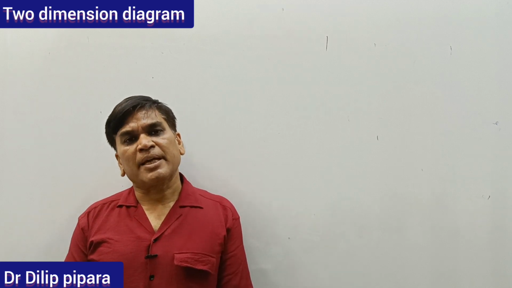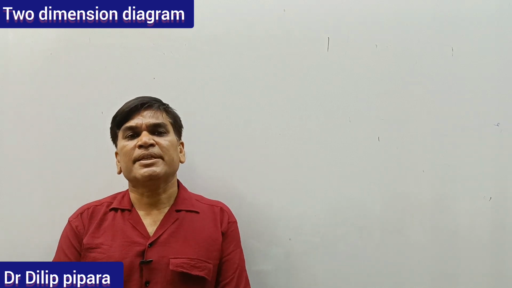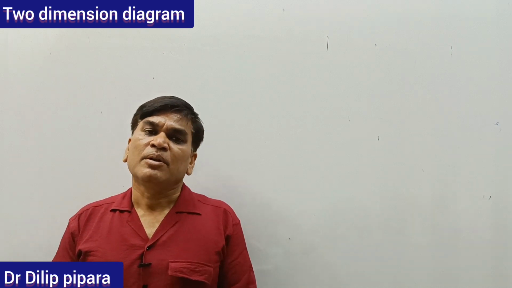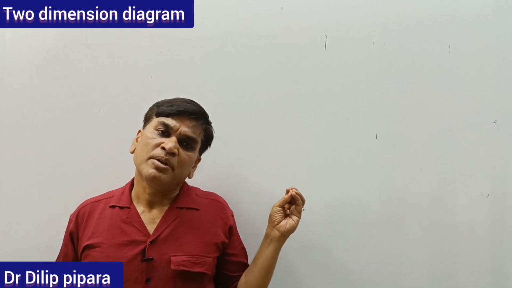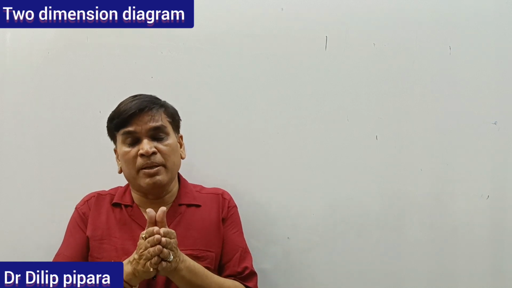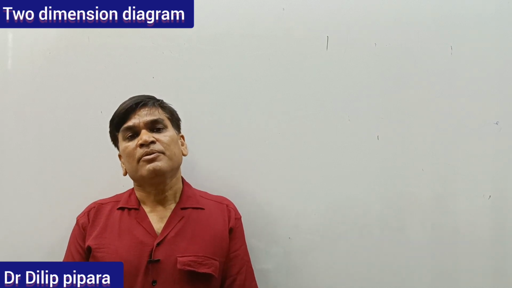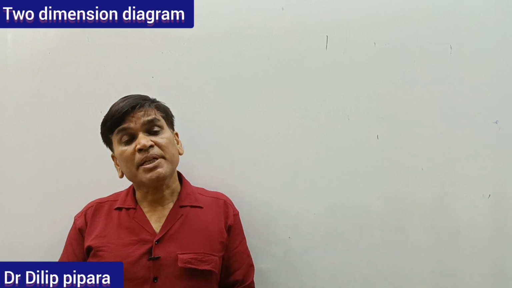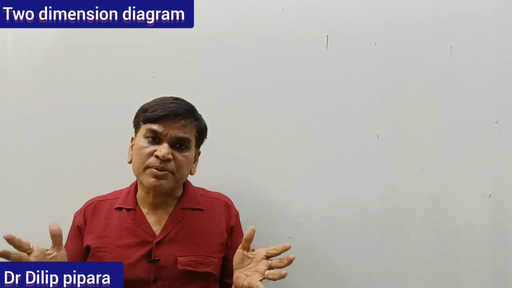In such a diagram, where the values of height and width are both important, we call it a two-dimensional diagram. In all the previous one-dimensional diagrams, only the height was important. In all the diagrams we drew, there was no change in the width of the diagram, only the height. With the help of the height, we showed the difference. But in a two-dimensional diagram, both height and width are valuable.